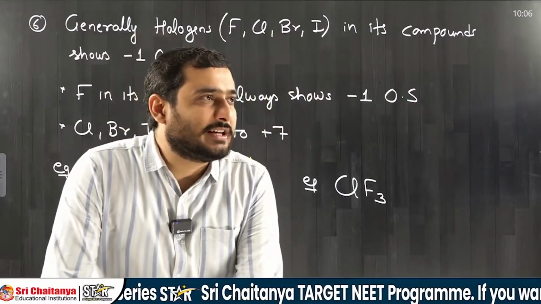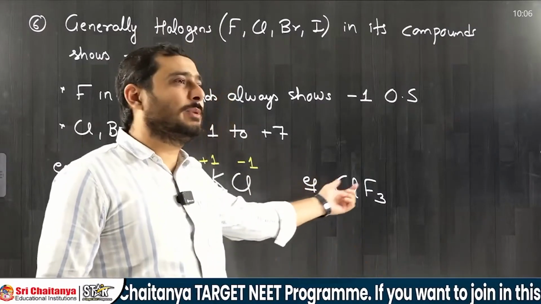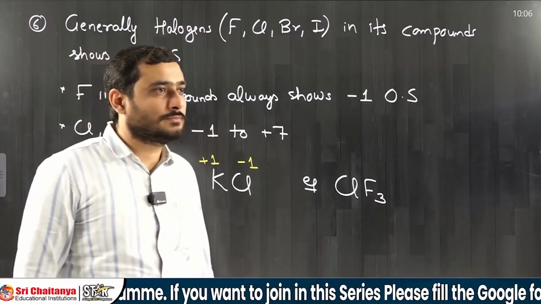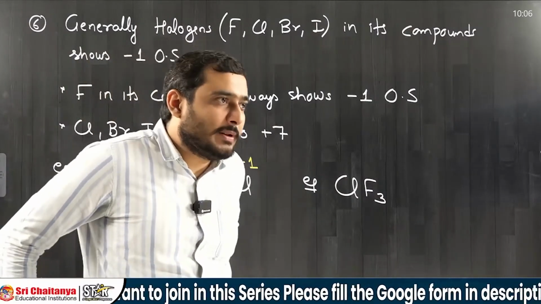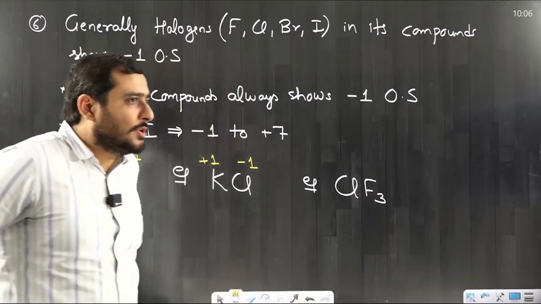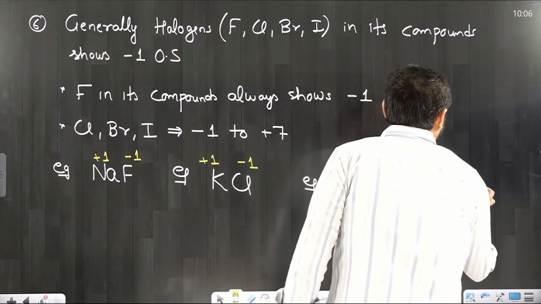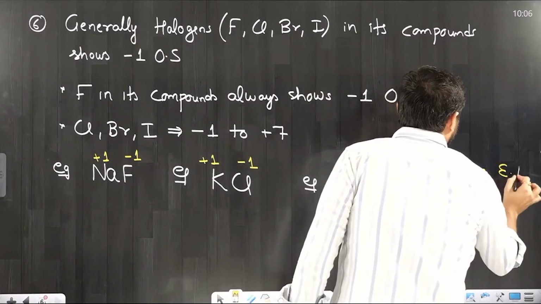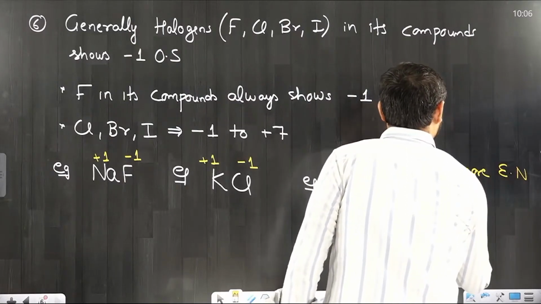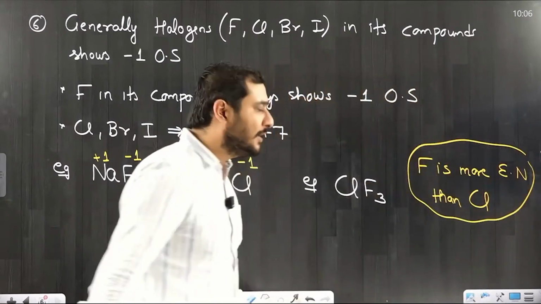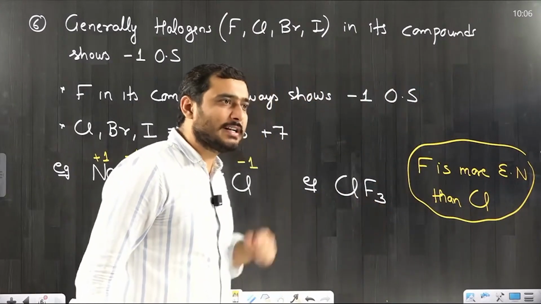In ClF3, you have to tell the oxidation number of chlorine and fluorine. Ratna: chlorine plus 3. Very good. Because remember here, fluorine is more electronegative than chlorine. So, more electronegative will show which charge? Minus 1. Now, 3 fluorine are present. So, total charge minus 3.